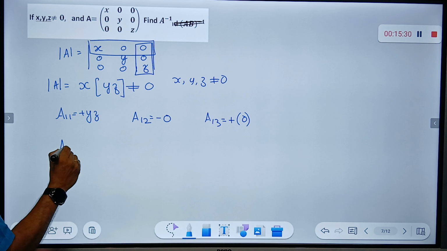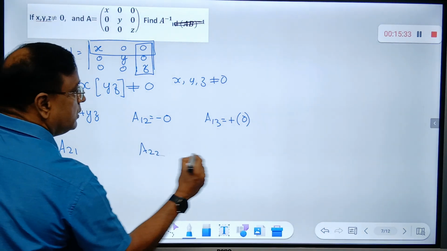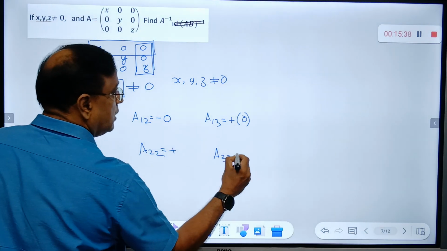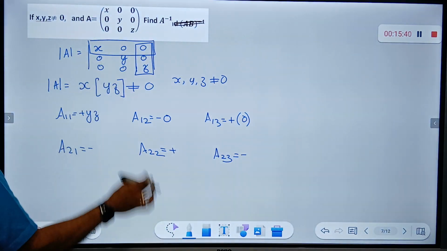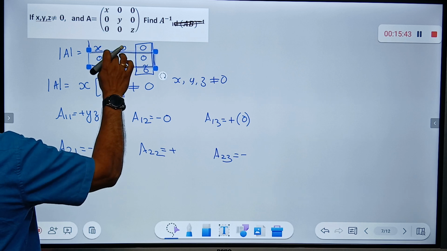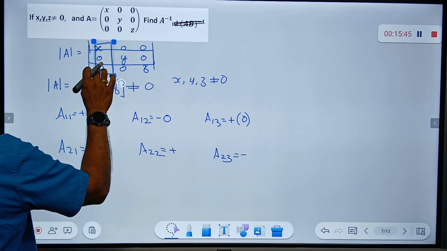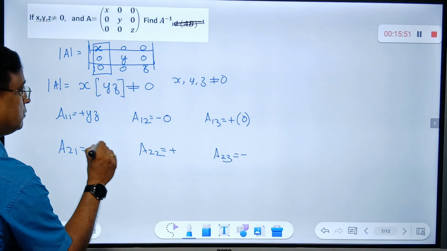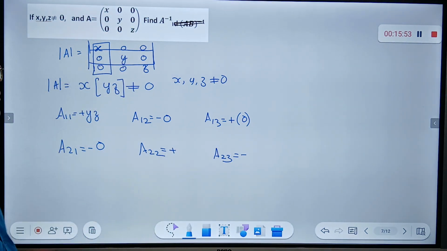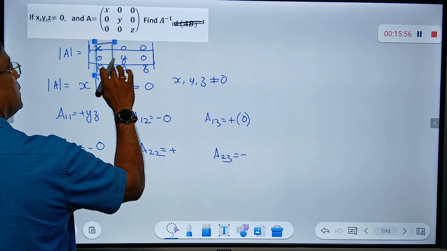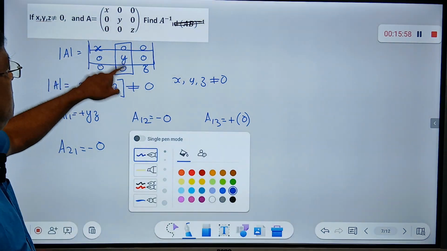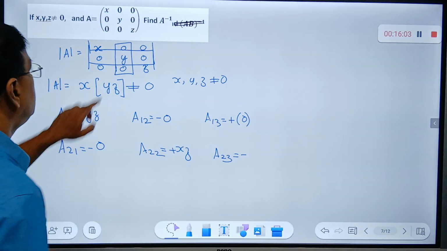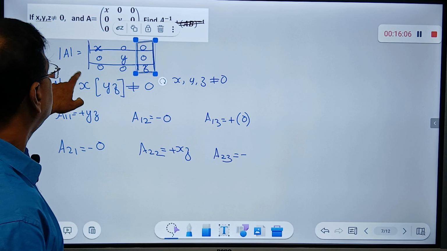Now I want to go for A21, A22, A23. Don't forget to put minus, plus and minus. So this will be brought down to second row, first column. So what do you get? 0. Very good. 0. 0 minus 0. Now go to the next element. What do you get? You have something here. xz. xz minus 0. Let's go to the next one. I think it is 0.